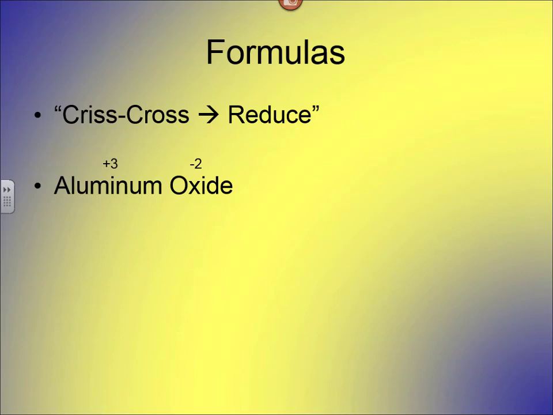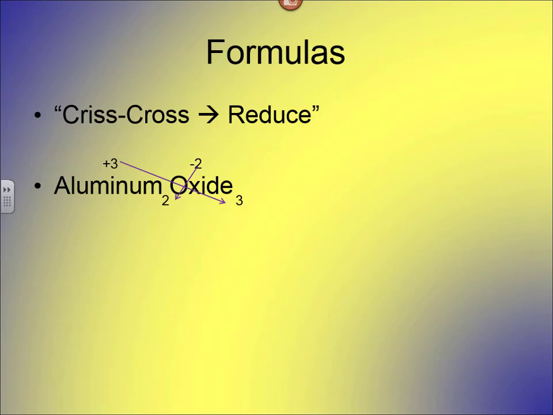And then we can actually start writing our formula. First step to this says crisscross. So you take the charge from each side and you swap it to the other side. So the 3 now goes with the oxygen, and the 2 goes with the aluminum. Notice that I dropped the positive and the negative signs when I did that. Because we talked about already, when you make a compound, when you make a bond, those charges are going to be balanced. The pluses and minuses are going to go away. So when you crisscross your charges, drop the pluses, drop the minuses, and just keep the numbers.